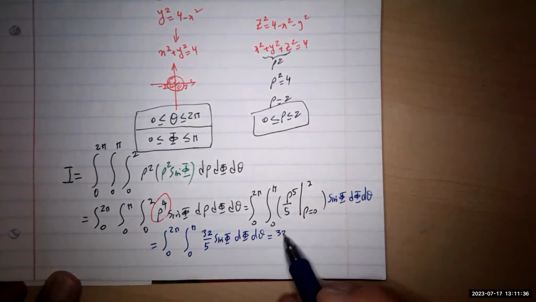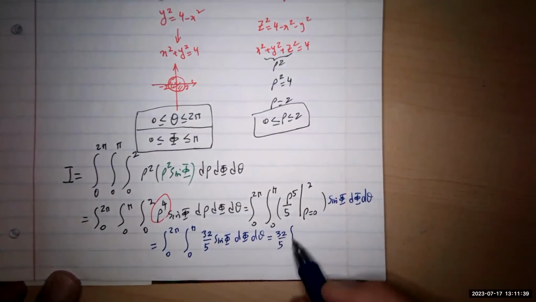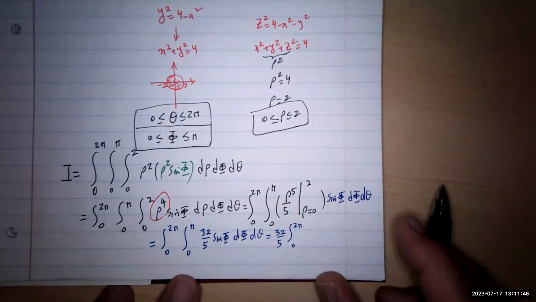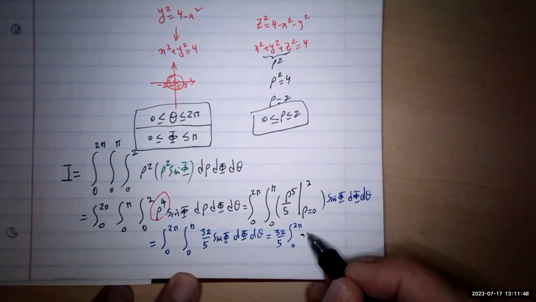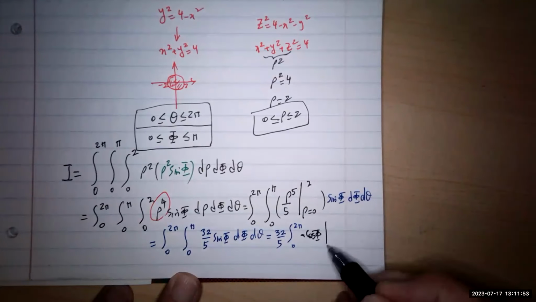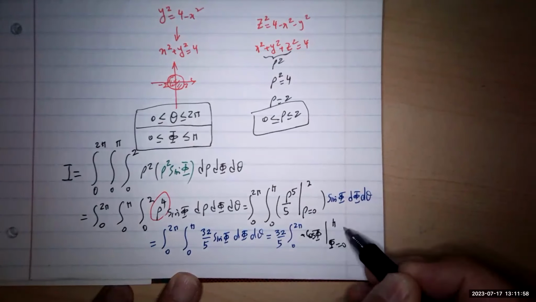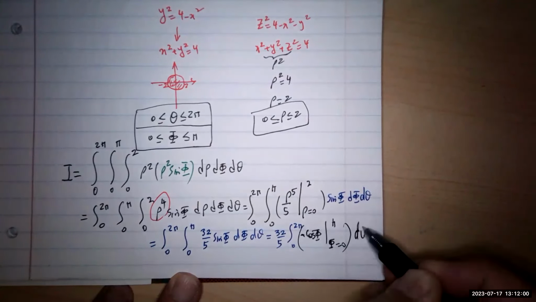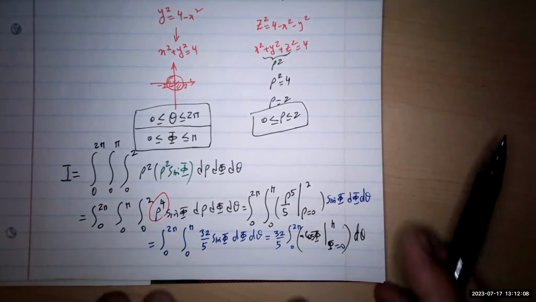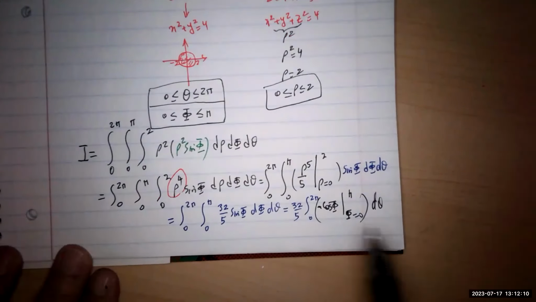So 32 would be out over 5, integral from 0 to 2 pi. Now, integral of the sine is going to be negative cosine. So that gives me negative cosine of phi, but phi going from 0 to pi. And when you're done, d theta. You know that this would be 2 again, because you put the pi first. Okay, and this is it.